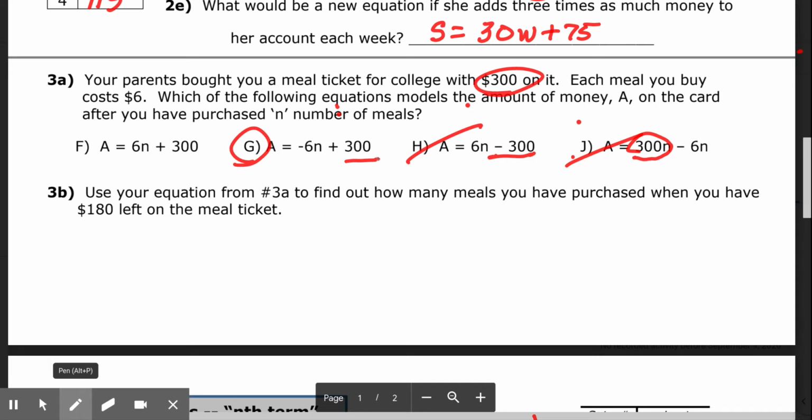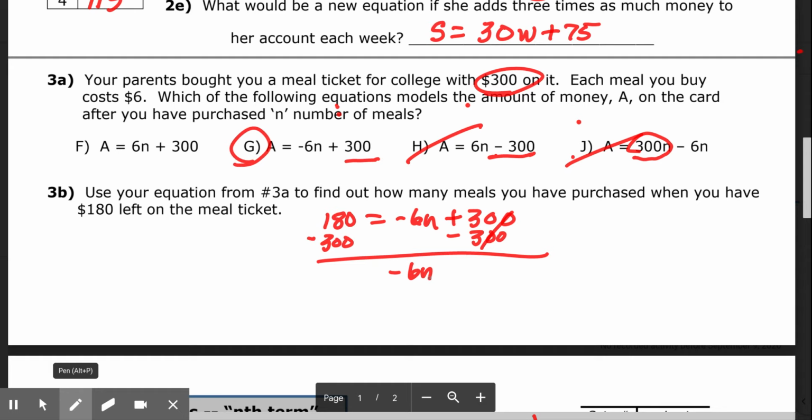All right, let's look at 3B. Use your equation from 3A to find out how many meals you have purchased when you have $180 left on the meal ticket. So what you're going to do is put 180 equals negative 6N plus 300. And so I would subtract 300 from both sides here.